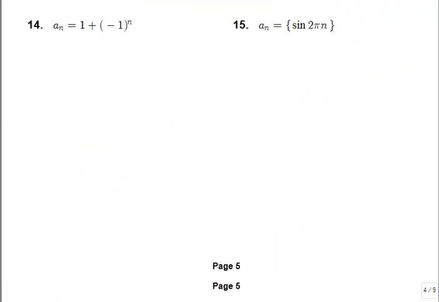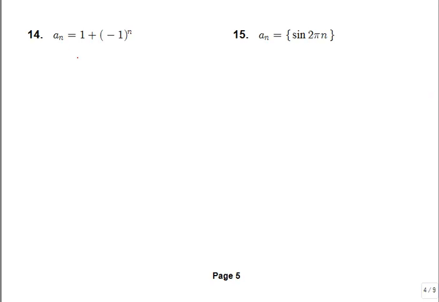Okay, so if we take a look at the next example, here our nth term is 1 plus negative 1 to the n. So let's write out these first 5 terms, and we don't need a calculator for this one because this one is easy enough to do in our heads. So if n is 1, you'd have an odd power, so this is going to be 1 plus negative 1, which is just 0.